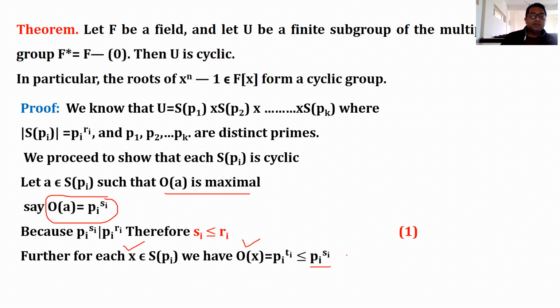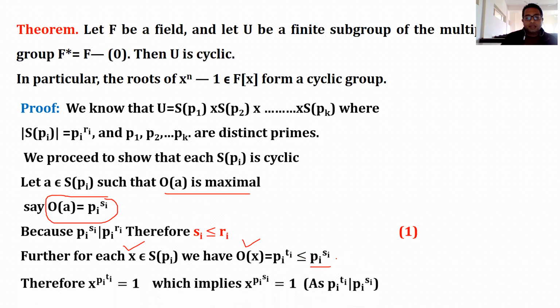So pi ti will be less than or equal to pi si. Because you can see they are sharing the same prime pi. So obviously pi ti must divide pi si, because in their representation there is only a single prime, that is pi, and it is common.